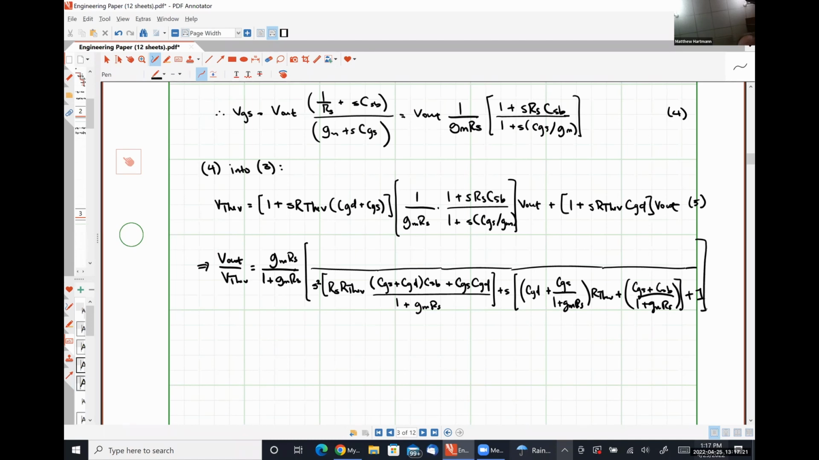And then in my numerator, I have simply 1 plus S CGS over GM. So we have another polynomial factor. So we have an annoyingly large thing that we've known how to solve since the 8th grade because this is a second order polynomial, right? So by inspection, we can get our zero frequency rather easily.